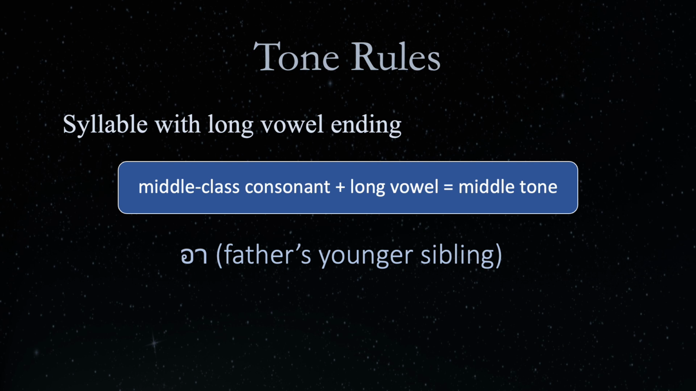It is because of this tone rule that the long vowels in the Thai alphabet are pronounced in the middle tone, the middle-class consonant or ang being the standard consonant used to write the vowels in the alphabet. So we say sara with in the middle tone.